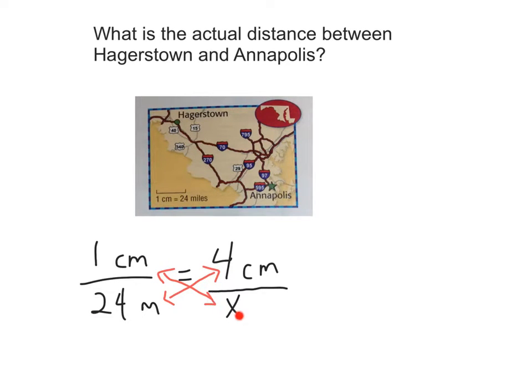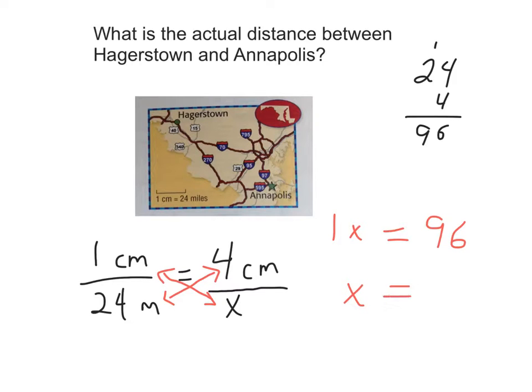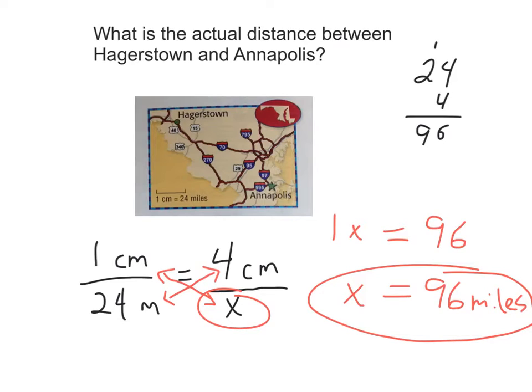So when I multiply these, 1 times x gives me 1x, and then 4 times 24, I did up here, equals 96. Now remember, to make them proportional, we want these to be equal. So we want 1x equals 96. Now remember, 1x is just the same as x. So x equals 96, and the label would be miles, because this was the miles. So on the map it was 4 centimeters. In actuality, it was 96 miles.